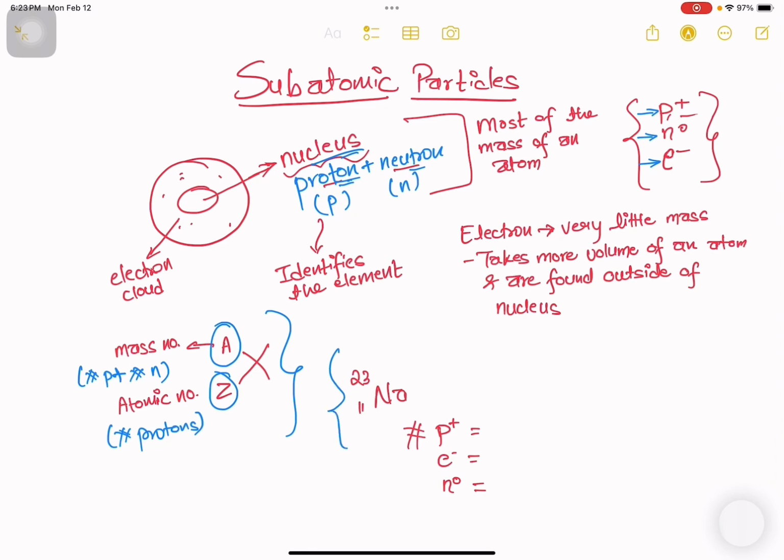Now, here, in the example, what's the number of protons? 11, right? The number of electrons: I want you to remember that in all neutral atoms, the number of electrons is equal to the number of protons. So this is a neutral atom, so it has 11 electrons as well. Now, the number of neutrons: 23 minus 11 gives me 12.